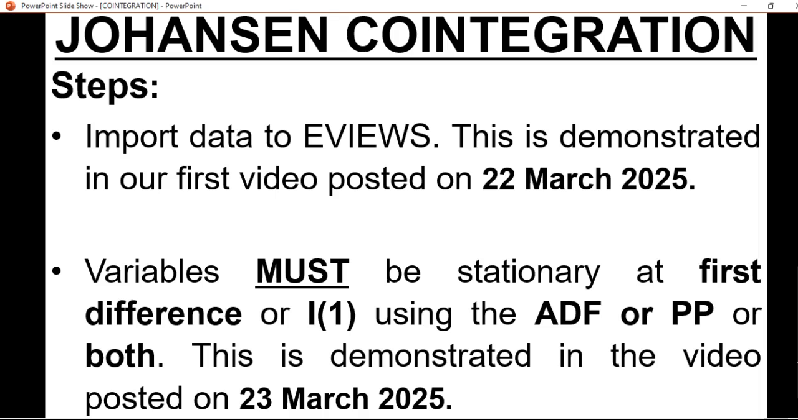In order to carry out the Johansen Cointegration test, there are steps that must be followed. The first one is to import data to EViews. Now, this has been demonstrated in our first video posted on the 22nd of March 2025. You can go through that video and see how we import data from Excel to EViews. And the second step is that the variables must be stationary at first difference, or integrated of order 1, using the ADF, that's augmented Dickey-Fuller, or the Phillips-Perron test, or both of them. Now, we have also demonstrated how to carry out stationarity tests using the ADF and the Phillips-Perron tests in the video posted on 23 March 2025.